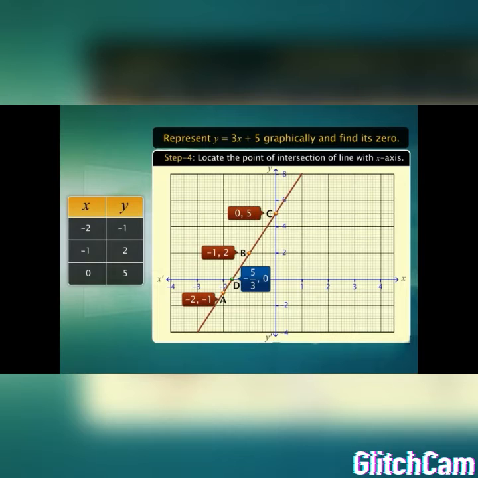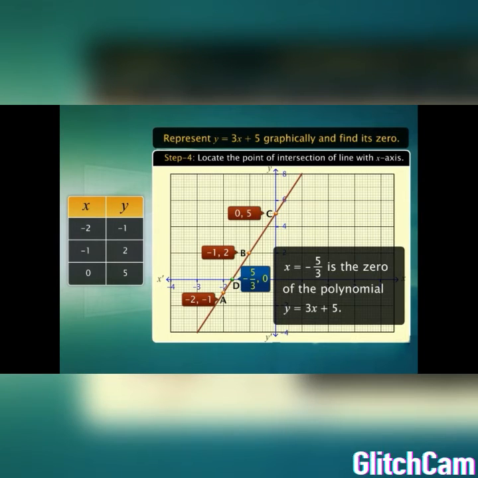Observe the points of intersection of the line and the x-axis as well as the y-axis. Note that the point of intersection with the y-axis cannot be the zero of the polynomial because the value of the polynomial is not 0 at this point. So, graphically, by finding the point of intersection of the line and the x-axis, the zero of the corresponding linear polynomial can be obtained. Let's verify this algebraically. Hence, our result is verified.